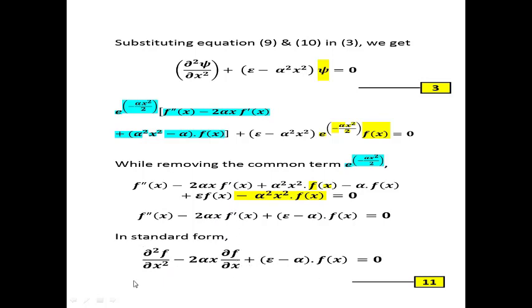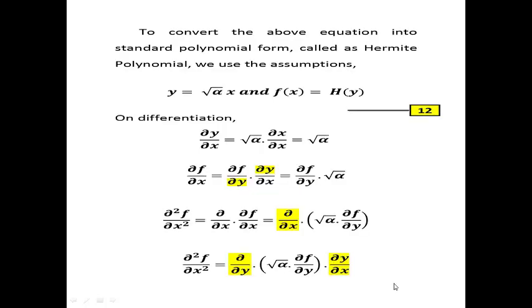So I got the general form or standard form of the linear harmonic oscillator as mentioned in equation 11. To convert equation number 11 into the Hermite polynomial equation, it is assumed that y will be equal to root of alpha into x, and f of x will be equal to the Hermite function H of y.